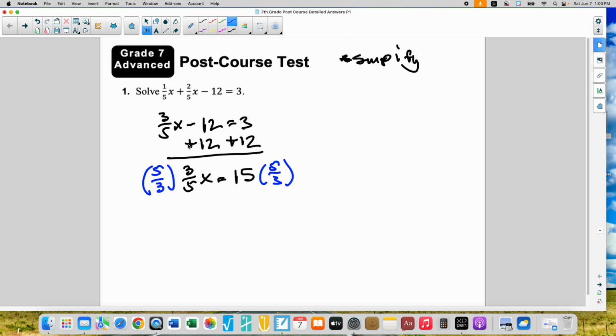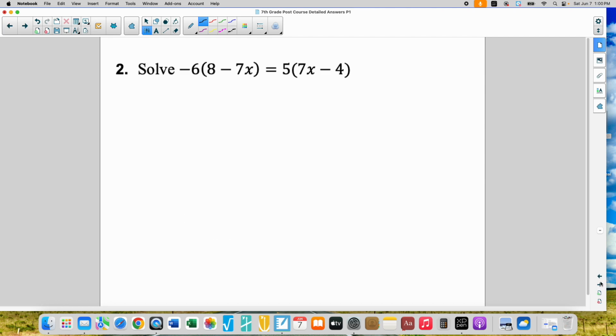These cancel, leaving us with 1x or x equals, and we're going to cross cancel. We're not going to multiply 15 times 5 and then divide by 3. Let's simplify this denominator with this numerator. There's a common factor of 3. 3 goes into 3 once, 3 goes into 15 5 times, and now we have 5 times 5, which leaves us with 25. So x equals 25 in this example.